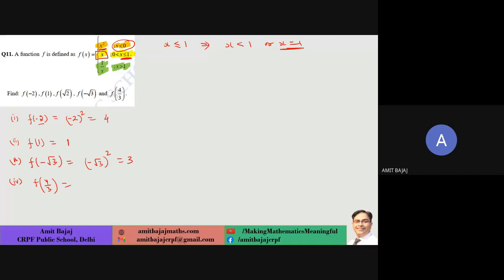Third option, right? Yes, it is the third option. Third option means x is greater than 1. You just need to take the reciprocal of this. Your required answer. I hope the idea is clear to all of you.